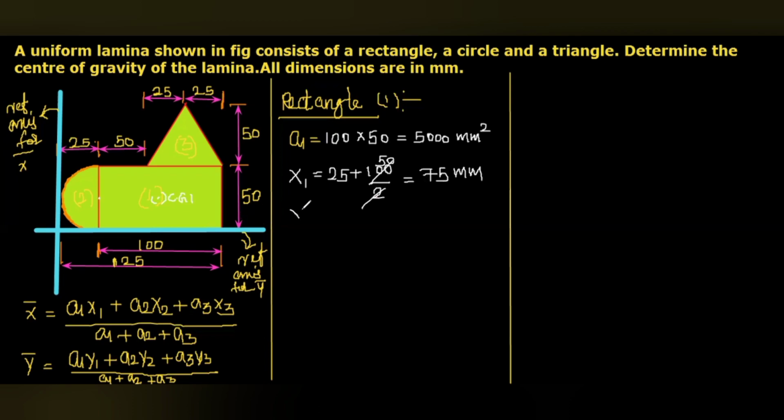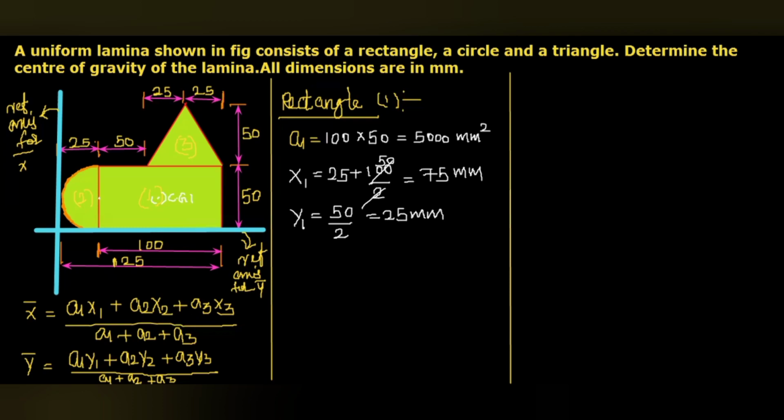Then y1. The vertical distance from the reference axis for the y bar calculation is from the bottommost line. Here you can see the bottom line of the rectangle lies on the reference axis. So from here, this will be h by 2, that is 50 by 2. So that is 25 mm.